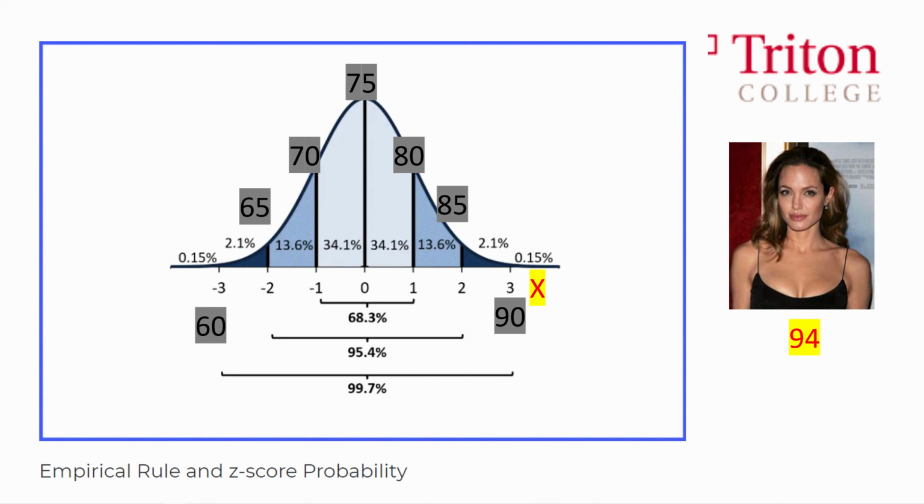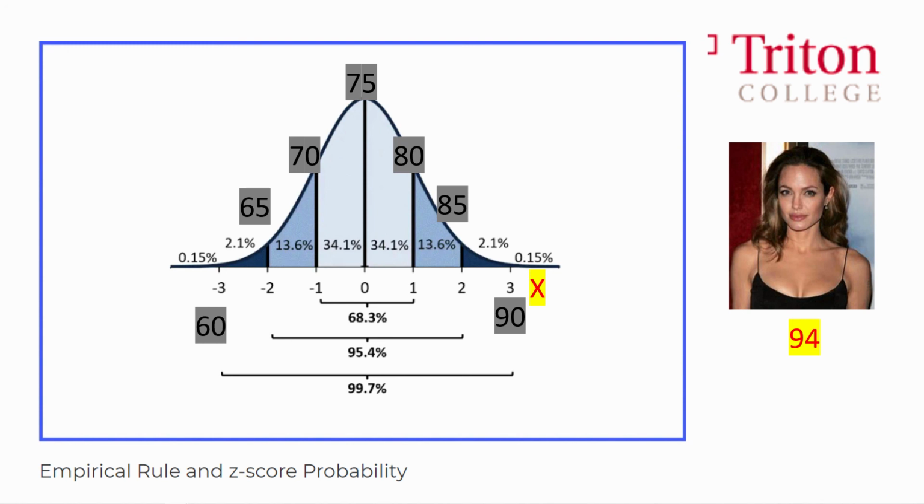So 70 is 1 standard deviation below, 65 is 2 standard deviations below, and 60 is 3 standard deviations below. And the converse for our standard deviations above the mean. We have 80 being 1 standard deviation above our mean, 85 being 2 standard deviations above our mean, and 90 being 3 standard deviations above our mean. All right, so this is what we see today.